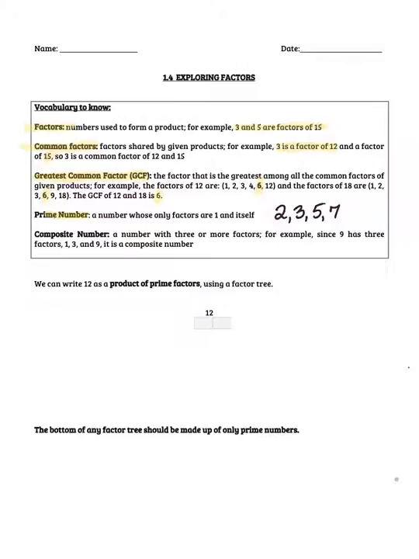The next term that we have here is composite number. A composite number is a number with 3 or more factors. So an example of a composite number is 9 because 9 has 3 factors, 1, 3, and 9. So it's composite. Those are terms that you need to know and be familiar with as we move through this lesson. The goal of this lesson is to do something called prime factorization.